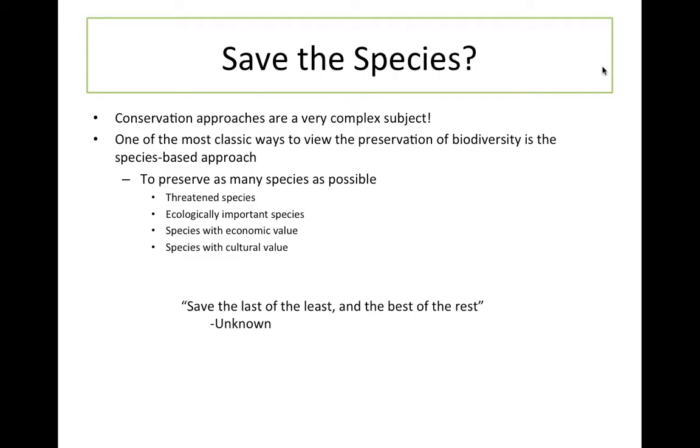One of the most classic ways to view this is the preservation of biodiversity, and this is the species-based approach. The species-based approach is to essentially preserve as many species as possible. They could be threatened, ecologically important, with economic value, or with cultural value. One of the quotes I found, and I don't know who it's from, so if you do know, do let me know, says, "Save the last of the least and the best of the rest," and that pretty much sums up the species-based approach.